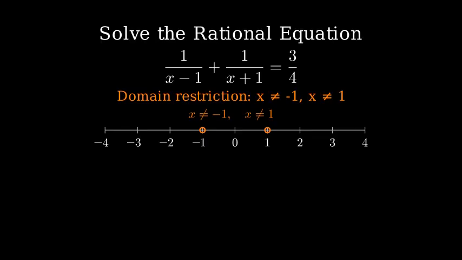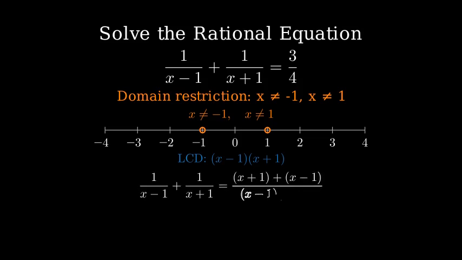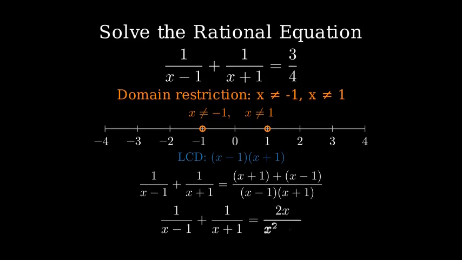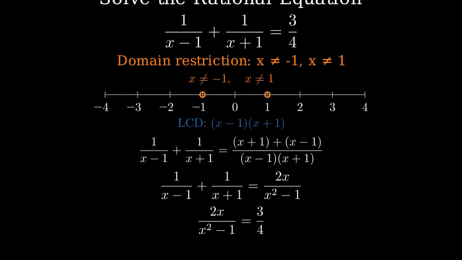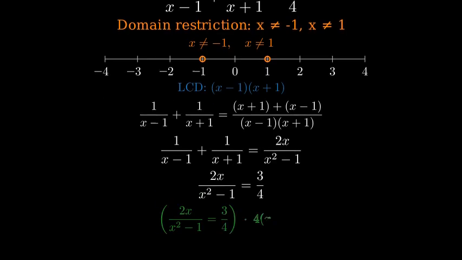Now we solve. We combine the fractions using a common denominator, the product x minus 1 times x plus 1. The combined fraction becomes 2x over x squared minus 1 equals 3/4. Because our denominators are not 0, we can safely clear denominators. Multiply both sides by 4 times x squared minus 1.